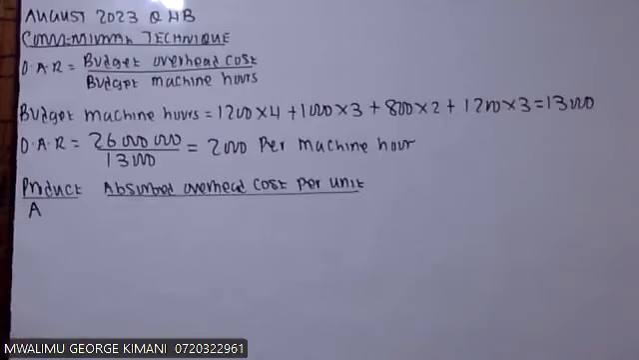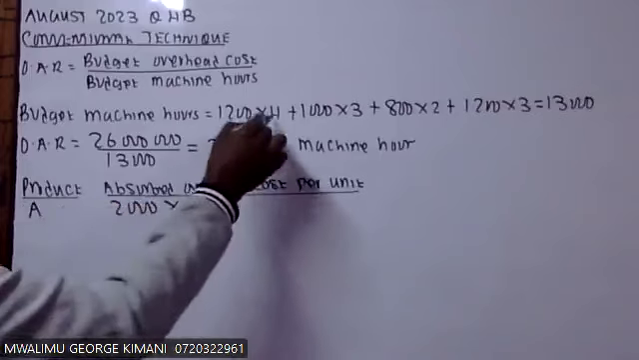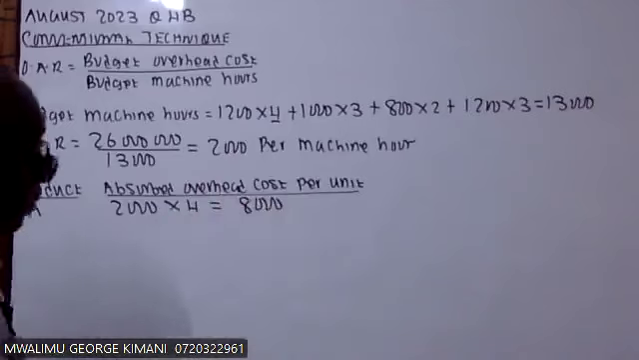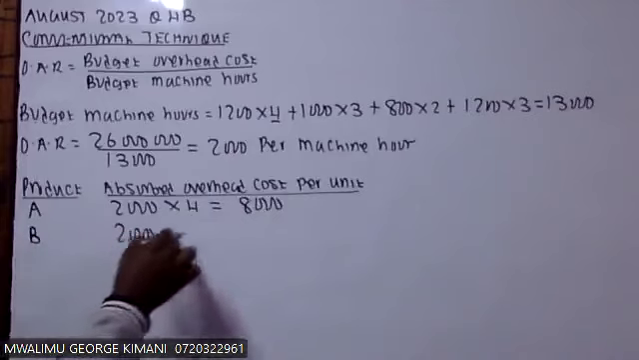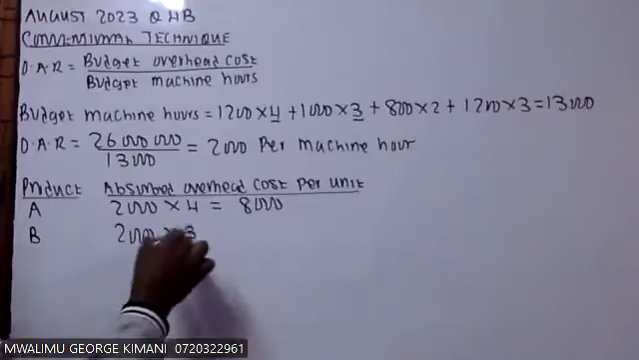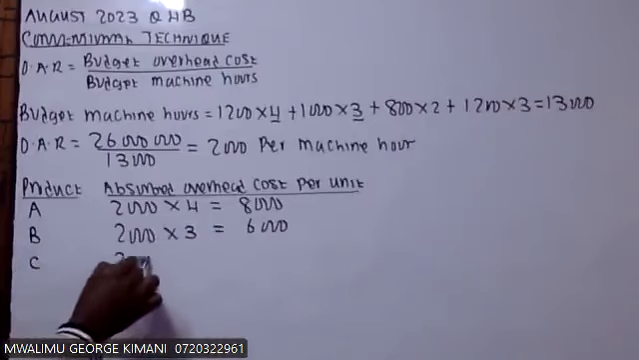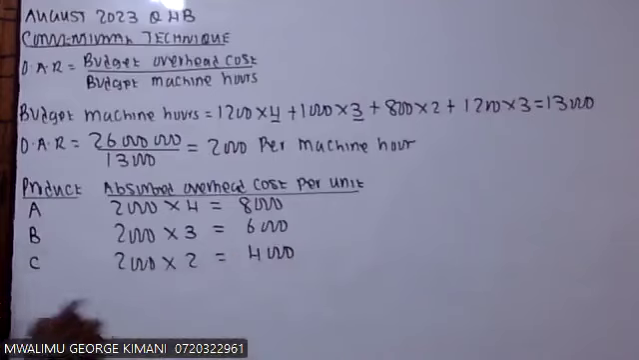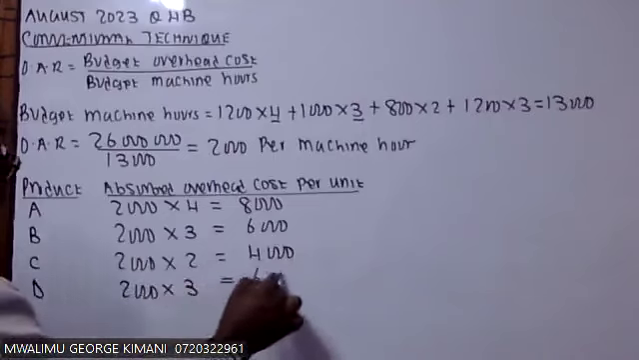So product A, you take these 2,000, you multiply by the hours here, 4. That's obviously 8,000. Product B, take the OAR, 2,000, times these hours, 3. That's 6,000. C, 2,000 times 2, that is 4,000. D, we have 2,000 times 3, that is 6,000.